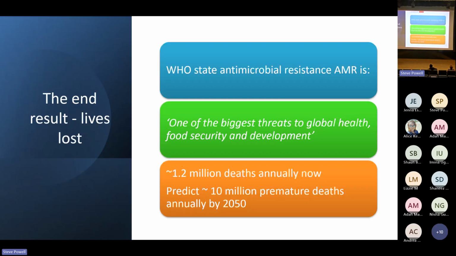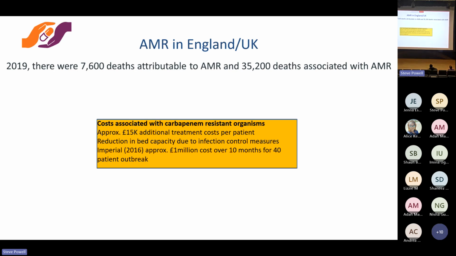What happens? Tragically, people die. So the current estimate is that about 1.2 million people die worldwide directly due to antimicrobial resistance, and about 5 million associated with antimicrobial resistance. Big problem recognised by the WHO, and the trajectory is not a good one, that we might be reaching 10 million by 2050.